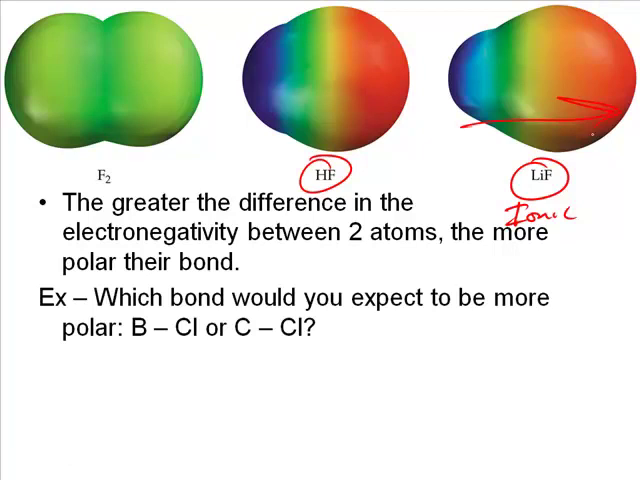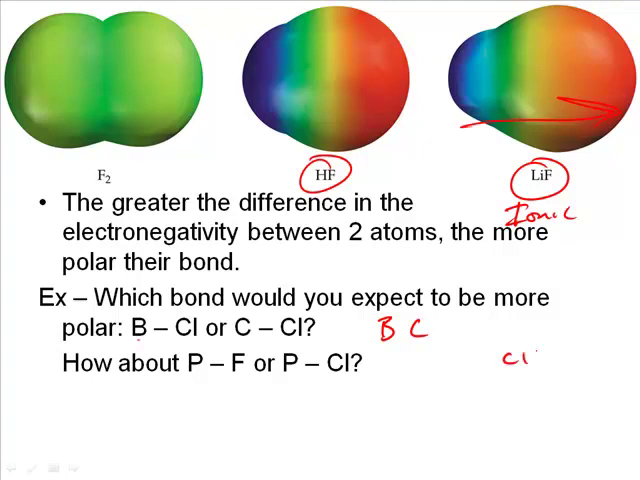So what bond would you expect to be more polar? A boron-chlorine bond or a carbon-chlorine bond? And again, it just depends on position on the periodic table. So if we look at boron, boron is to the left of carbon. So you've got boron, then carbon, then down here is chlorine.